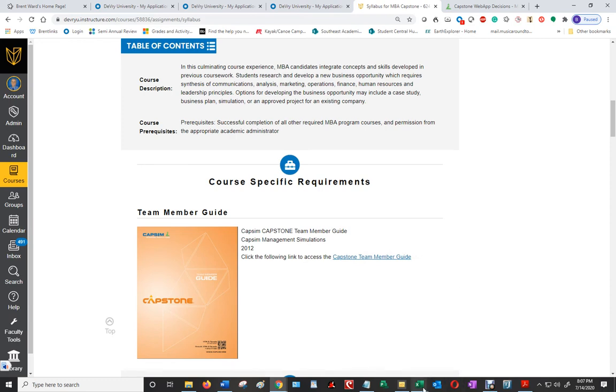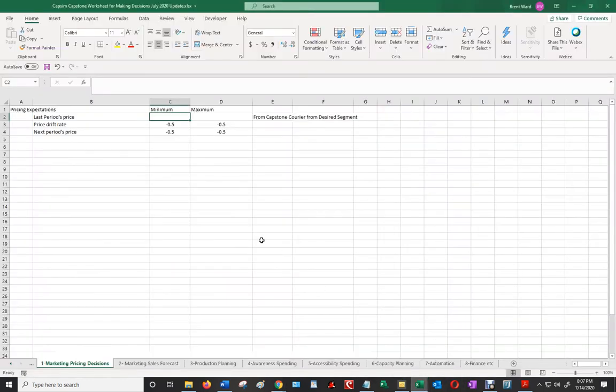So you want to make these marketing decisions, and I've got this spreadsheet. The first thing you have to do is, for each segment, you've got to find out what the price range was that was acceptable to your customers last round, and then you've got to subtract 50 cents from the high end to the low end. Every single round, the price expectations become 50 cents cheaper on the minimum and maximum value.